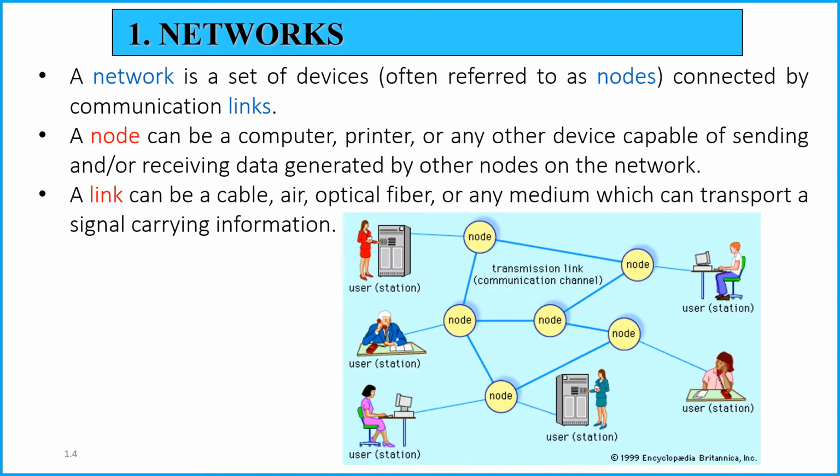A network is a set of devices, often called nodes, connected by communication links. A node can be a computer, printer, desktop, laptop, workstation, cell phone, security system, or any other device capable of sending and/or receiving data generated by other nodes on the network. A link can be a cable, air, optical fiber, or any medium which can transport a signal carrying information.